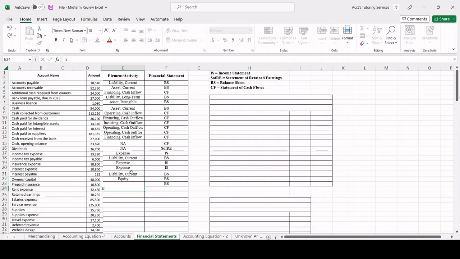Rent expense. Expense, income statement, retained earnings. This is going to go on to the statement of retained earnings. This is going to be the beginning balance. So statement of retained earnings. Remember, this is equity, but for this purpose, we're writing it separately just to avoid a little bit of confusion. Salaries expense, income statement. Service revenue. This is the revenue.